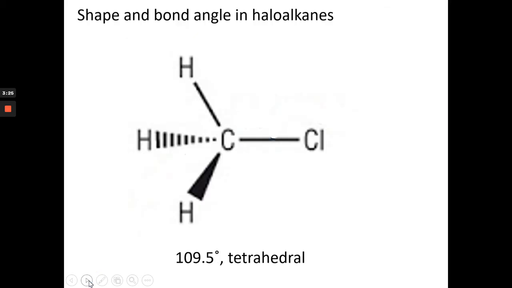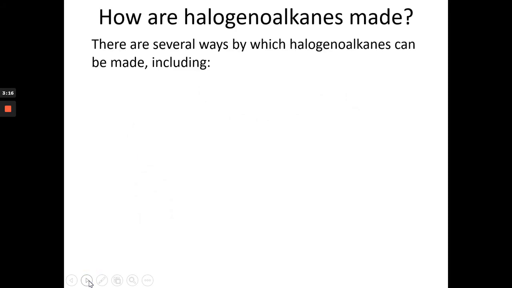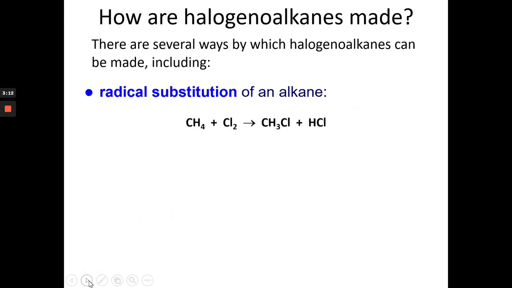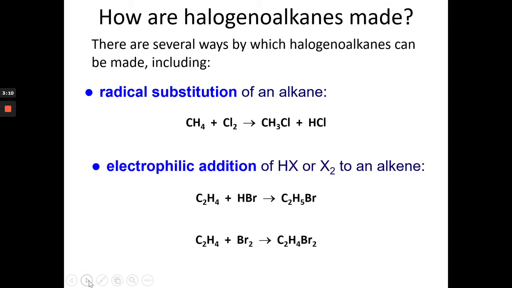So the shape and bond angle in the haloalkane is the same as you'd find in a normal alkane, in other words 109.5 degrees and tetrahedral shape. So we make them in several ways. One way is radical substitution, and another way is by electrophilic addition.